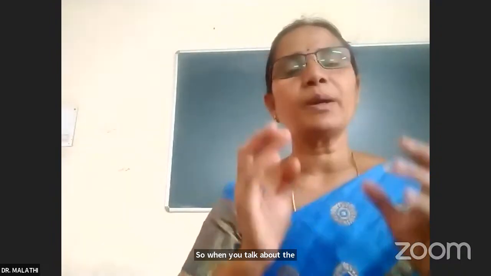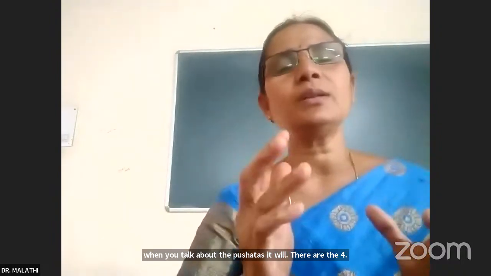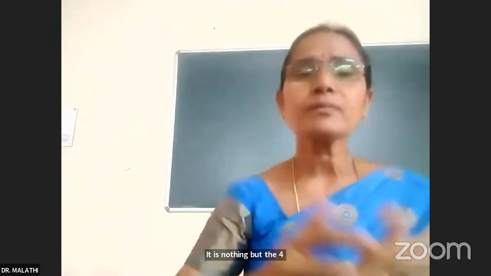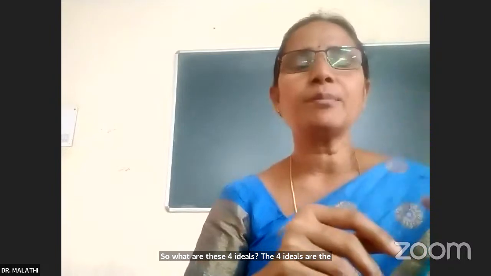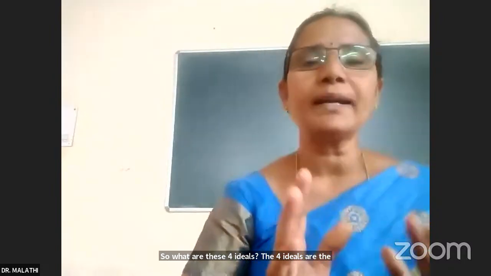The Purusharthas are nothing but the 4 ideals to be practiced by a Hindu individual, the Hindu person. So what are these 4 ideals? The 4 ideals are Dharma, Artha, Kama, Moksha. I repeat, Dharma, Artha, Kama, Moksha are the 4 ideals which we phrase as the Purusharthas.